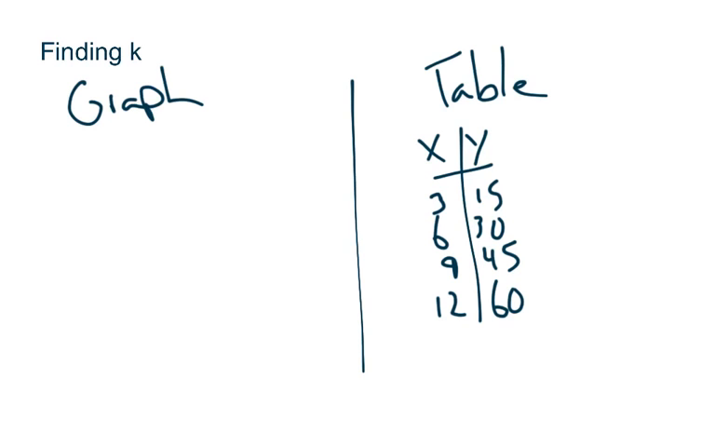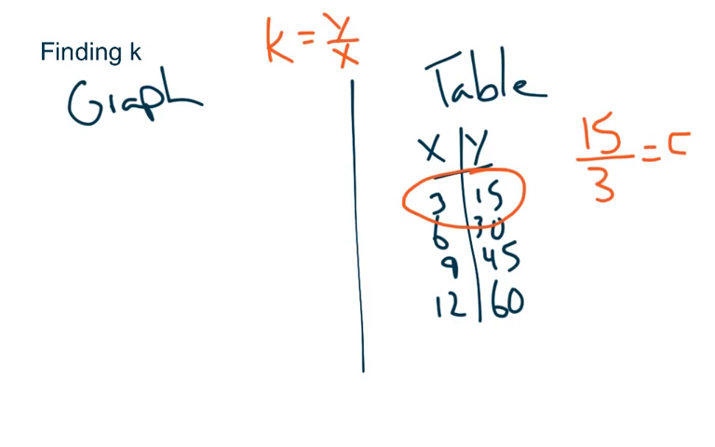All right, and so what you have to do is find k. Well, in order to solve this problem, and it works for either one of these, you have to use k equals y over x. So for the table, take your smallest value, find the y, find the x, and go y over x. And guess what? You found k. K equals 5. Box it, walk away.